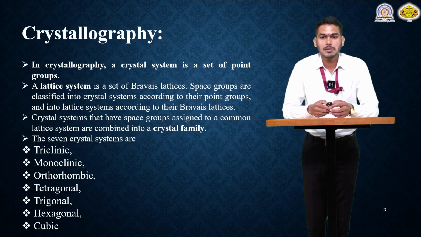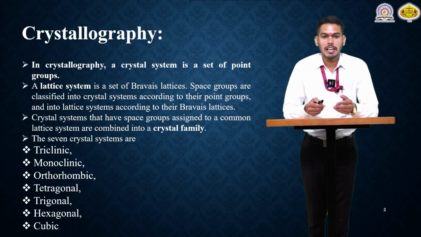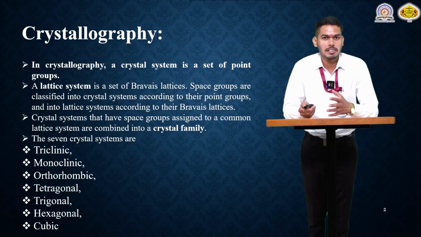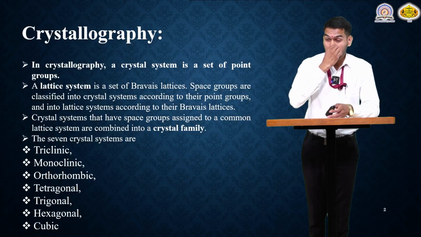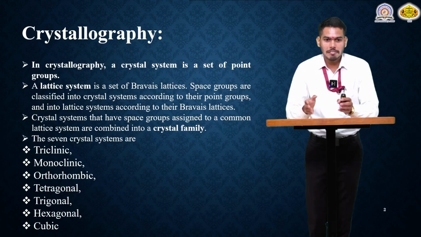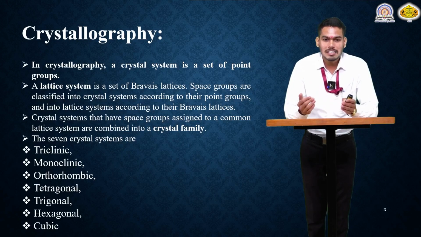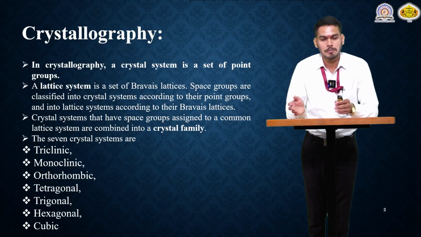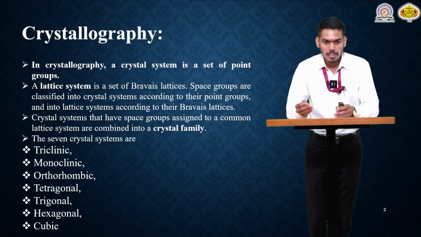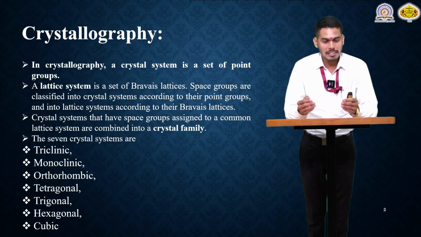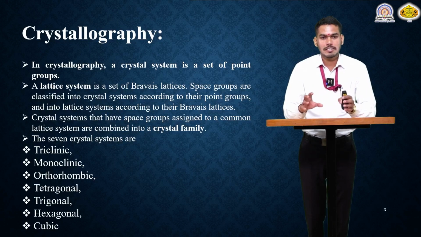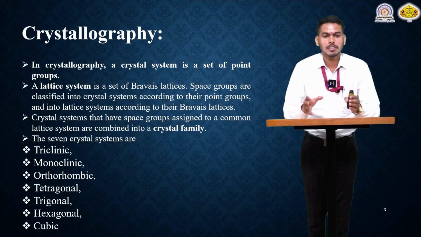Basically, space groups are classified into crystal systems according to their point group and into lattice systems according to their Bravais lattices. Crystal systems that have a space group assigned to a common lattice system are combined into a crystal family. So, these crystal arrangements in space are classified into different crystal systems, mainly seven: triclinic, monoclinic, orthorhombic, tetragonal, trigonal, hexagonal and cubic. These are the 7 crystal systems enclosed in crystallography.